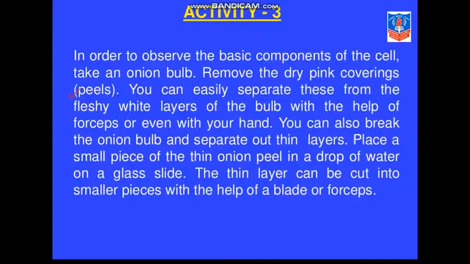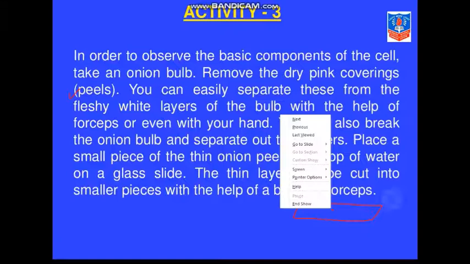You can easily separate these from the fleshy white layers of the bulb with the help of forceps or even with your hand. आप easily उसका एक छिलका सा पतला सा पील अगर आप ओनियन का लेंगे तो आपके हाथ से भी आप उसे सेपरेट कर सकते हैं. You can also break the onion bulb and separate out thin layers. Place a small piece of the thin onion peel. अभी onion peel को आगे क्या करना है? This is the main step. In a drop of water on a glass slide. एक glass slide लेनी है. Glass slides mostly look like this, आपको मार्केट्स में मिल जाती हैं. इसके ऊपर ओनियन पील को रख के उसके ऊपर पानी का एक ड्रॉप डालना है.